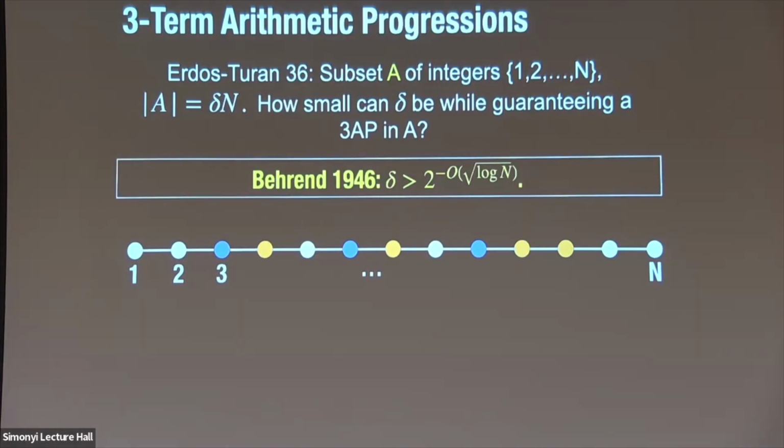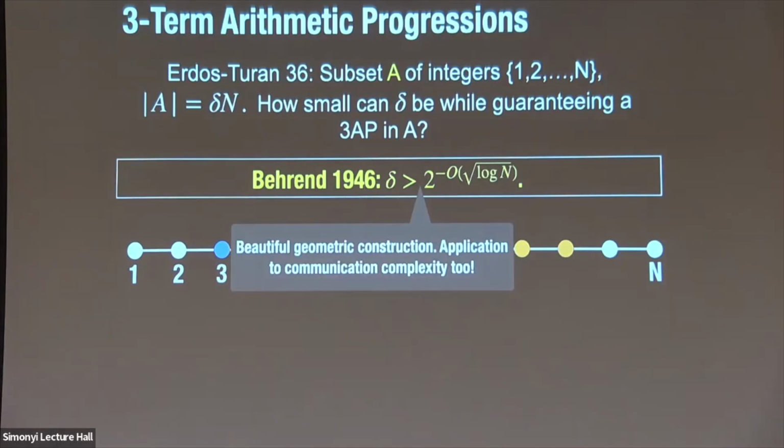Behrend in 1946 showed that this delta cannot be too small. There exist sets whose density is roughly 2 to the minus square root log n that do not contain any 3 numbers in an arithmetic progression. So that's at least one limit that we know. You cannot have a really small density. Any such bound must be at least 2 to the minus square root log n. It's a beautiful geometric construction. If you're interested, I can tell you more about how it's also useful for a communication complexity problem that I'll mention at the very end, once again, in the context of open problems.